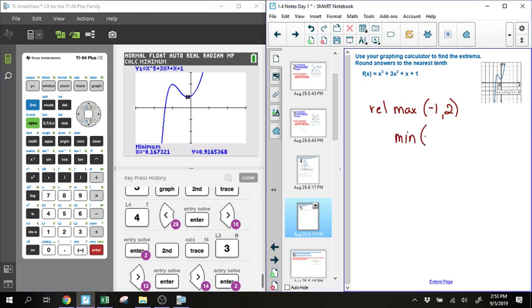to the nearest 10th, -0.2. 0.9. Relative or absolute? Relative. Okay. Now we have done 4 of them, right?